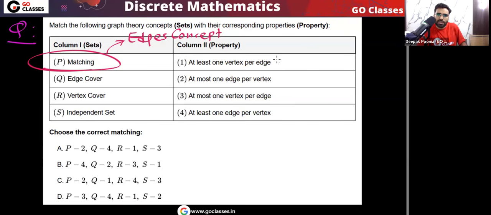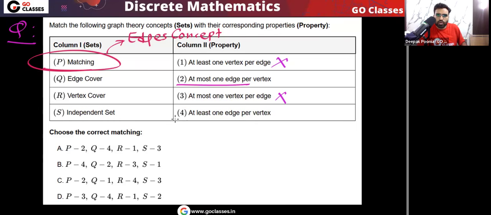So definitely you can remove this and you can remove this. Okay, because these are vertices. See, here we are talking about vertices: at least one vertex you are taking, at most one vertex you are taking. But matching means edges concepts. You need to take edges. Yes or no? Okay, so you can see that these two options are gone.